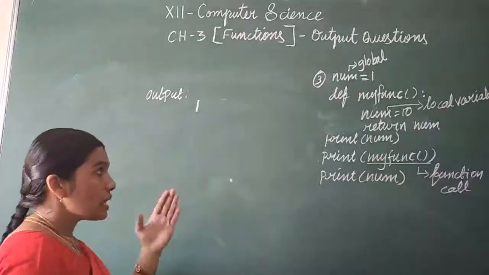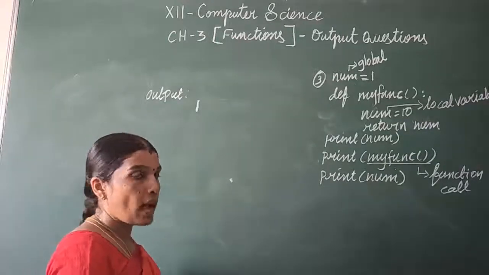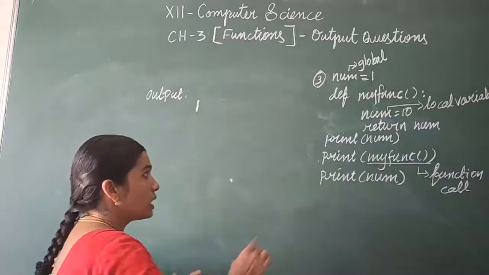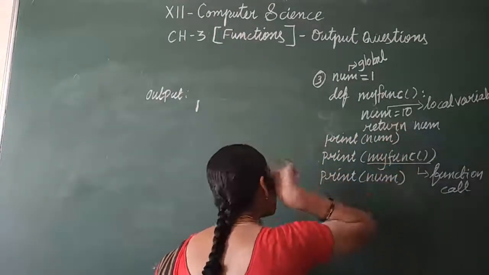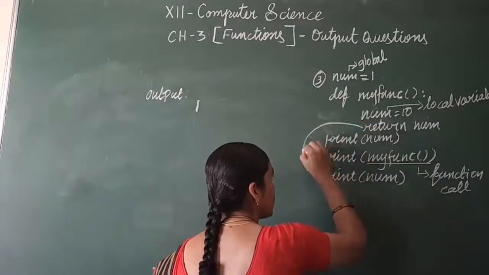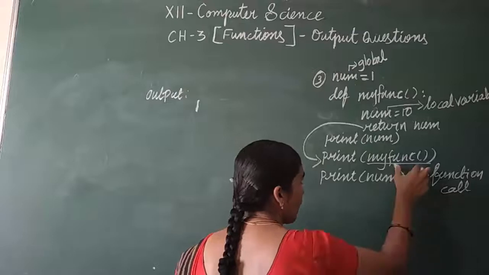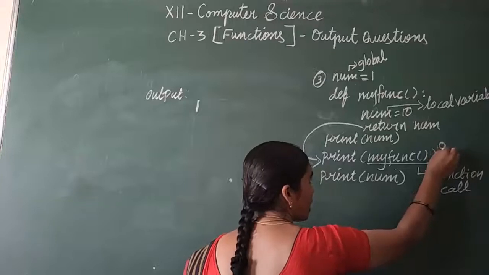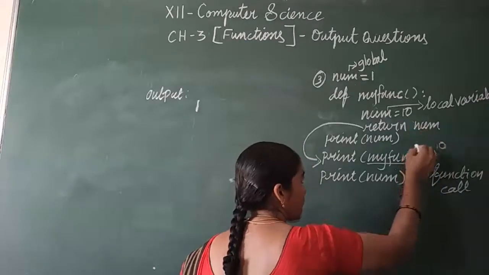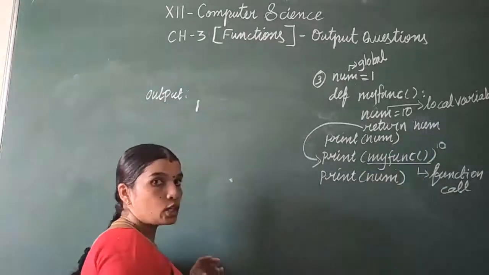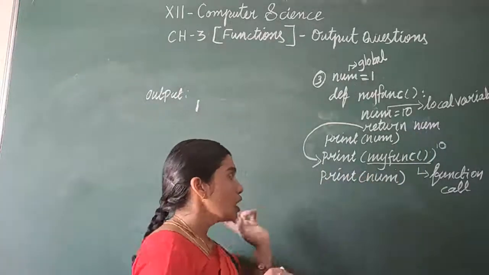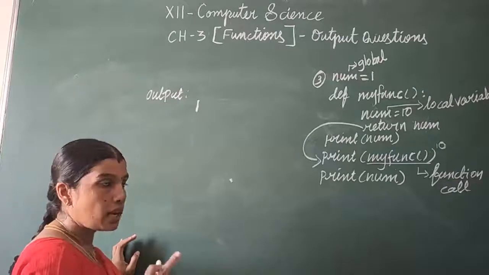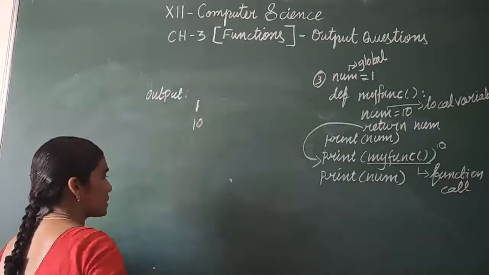So now this num value is the local variable value. Now 10 is assigned to this variable num. After that, return num. So what will happen? Immediately the control will move here. So what value have we got? That is return num. The num value is 10. So this function call returns the value 10. So here we are taking the value of this local variable num. So 10 is displayed. Okay.